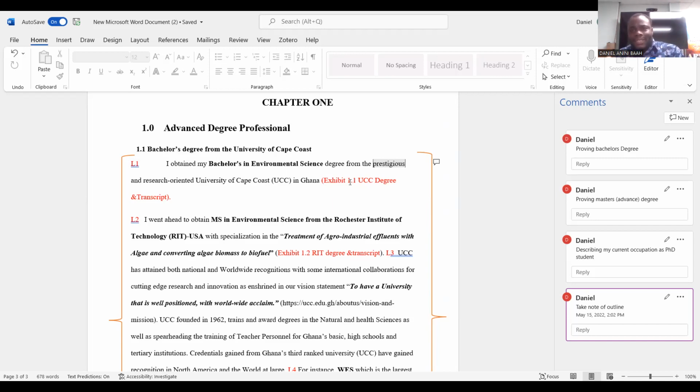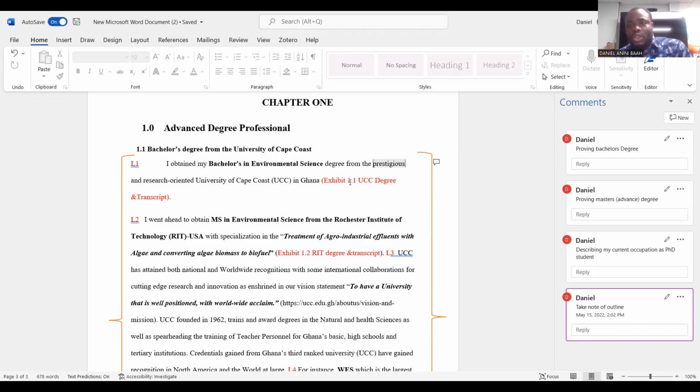Certain words are very necessary in your petition. Prestigious. To the visa officer, you don't want to sound cliche. You don't want to sound very banal and commonplace, like something common which everybody has.